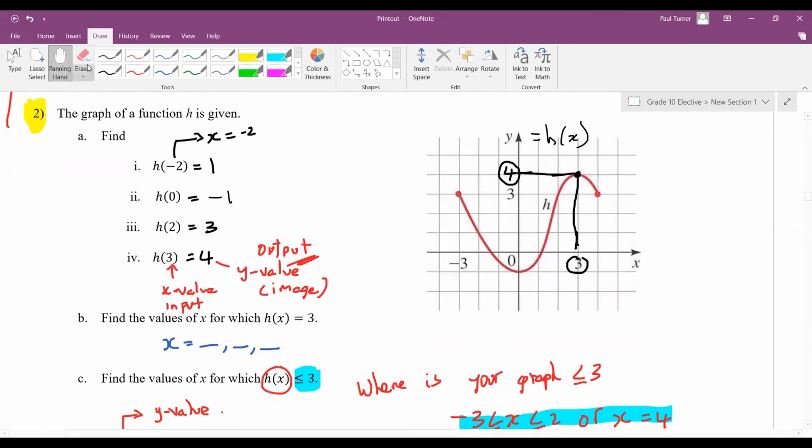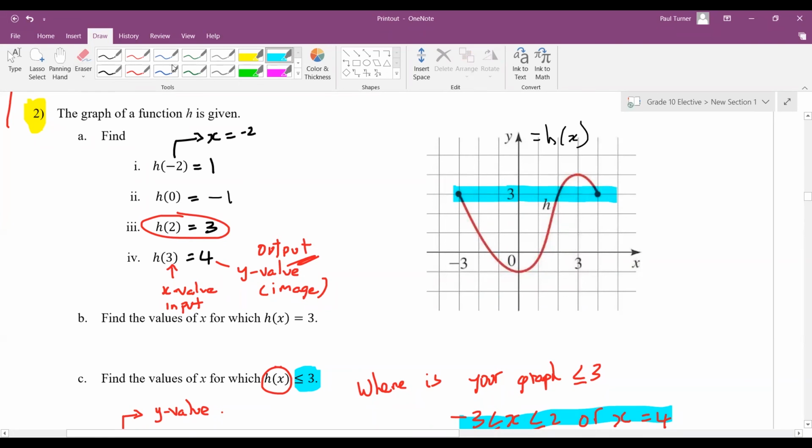So when you did B, or if you're doing B, find the values of X for which the function equals 3. So we can see this. We already have one answer here, actually, don't we? There. H of what equals 3? So we need to look at our graph here. 3 is here. So you're actually going to get 3 values.